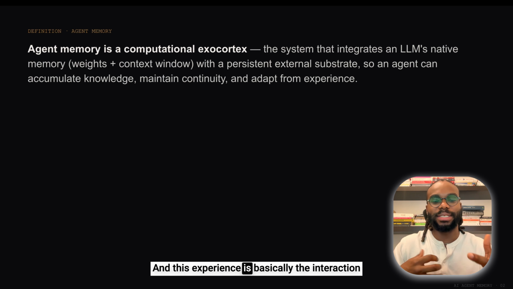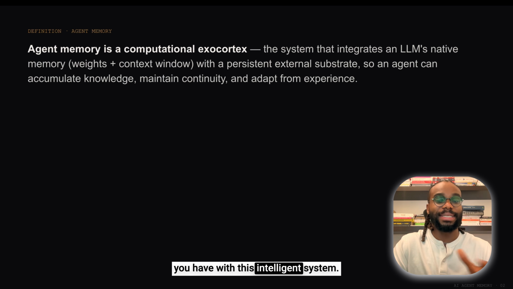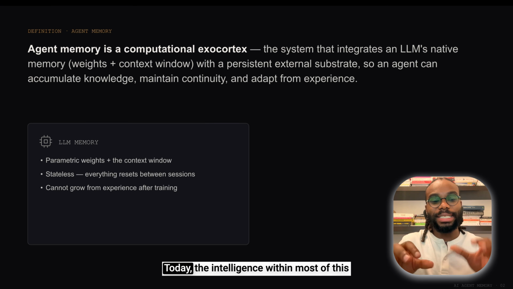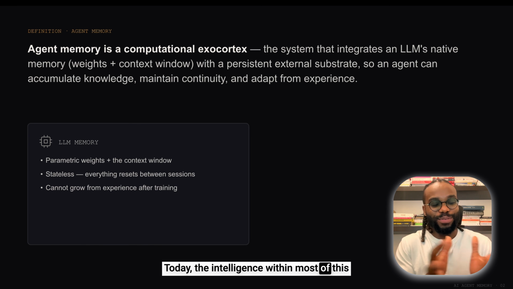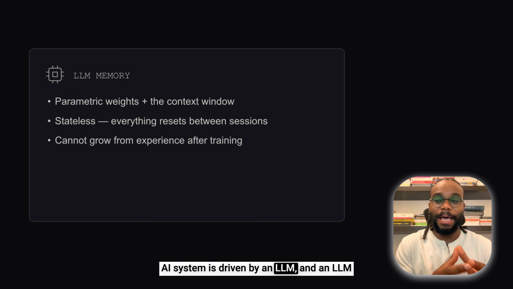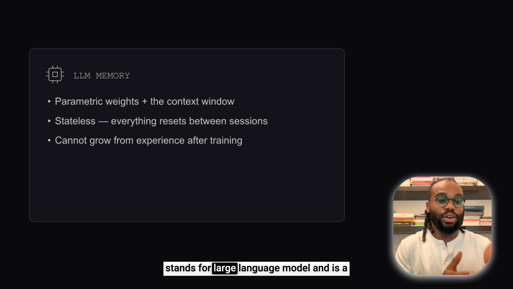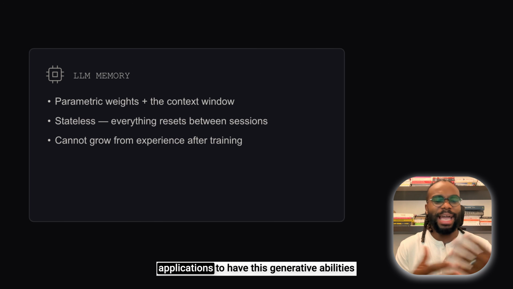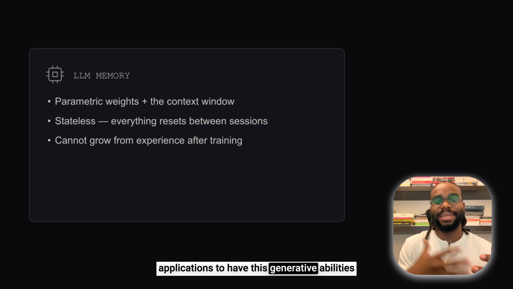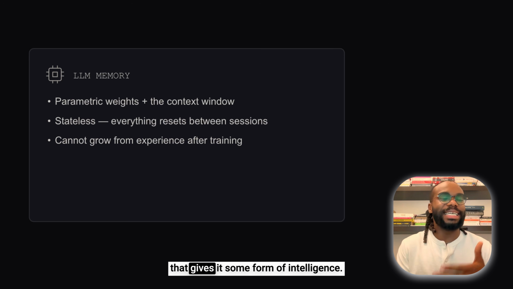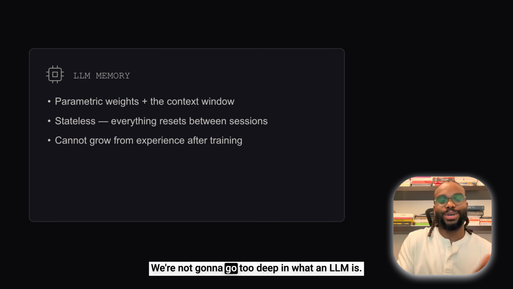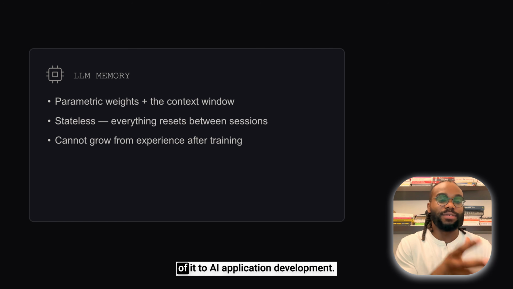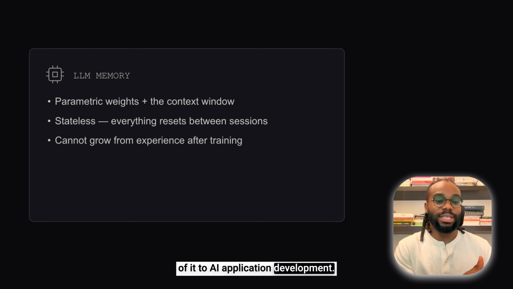And this experience is basically the interaction you have with this intelligent system. Today, the intelligence within most of these AI systems is driven by an LLM. An LLM stands for large language model and is a neural network that essentially allows AI applications to have these generative abilities that give it some form of intelligence. We're not going to go too deep into what an LLM is. We're just going to talk about the application of it to AI application development.